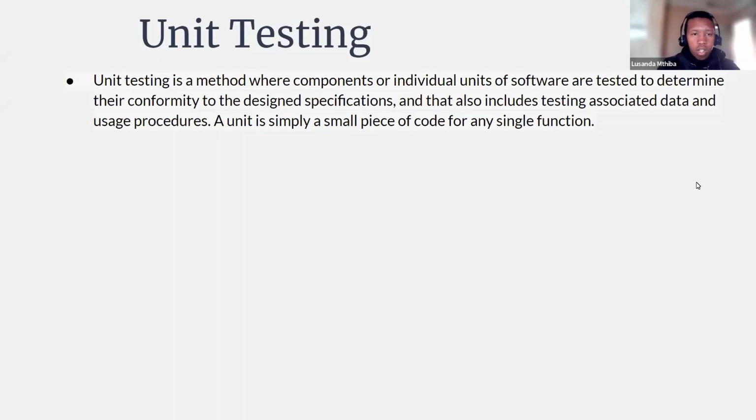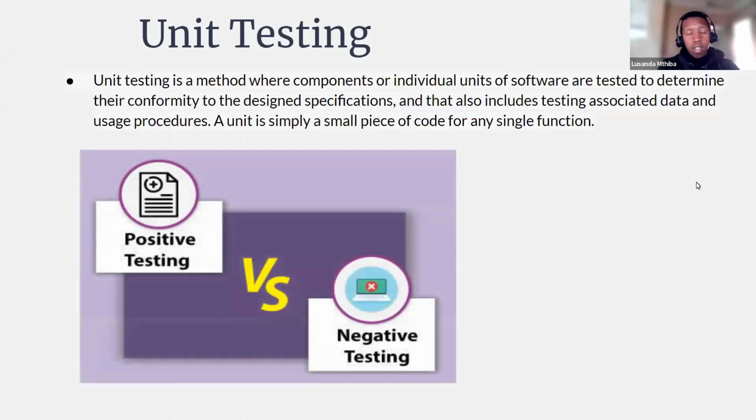So let's continue. When you write a function, there is a possibility that it could not give you what you expected, which means there could be negative testing. You have to be able to test if something doesn't go according to your plan or your expectations for that function.